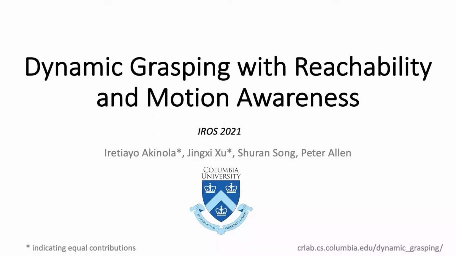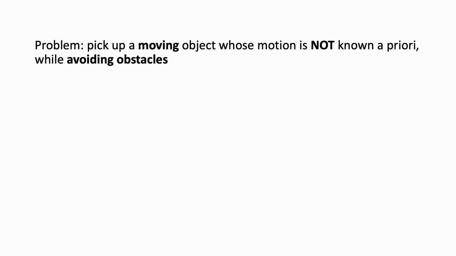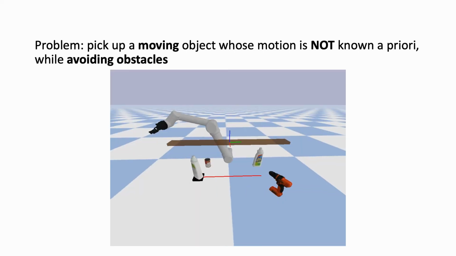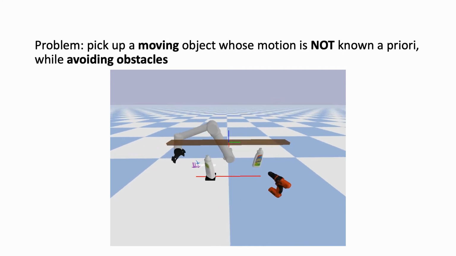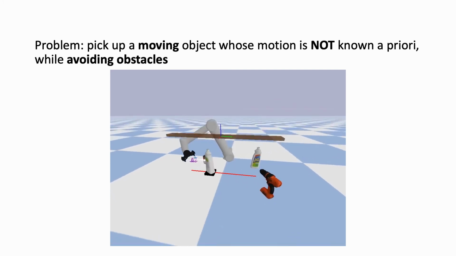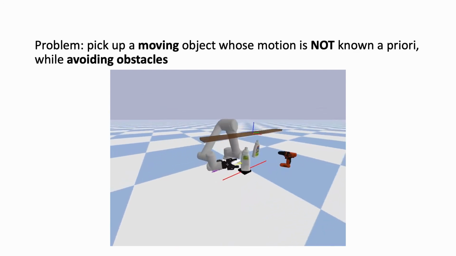In this paper, we present a dynamic grasping system that is both reachability aware and motion aware. The problem in this project is to pick up a moving object whose motion is not known a priori while also avoiding obstacles. Below is a video demonstration of our problem. The object moves along the red trajectory, surrounded by other object obstacles and a top slab obstacle.